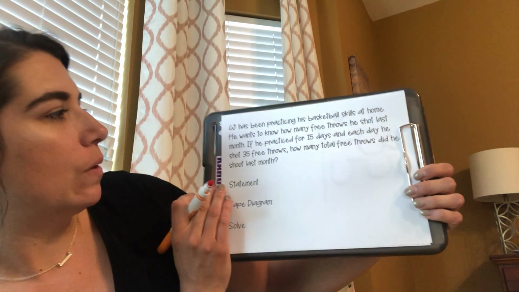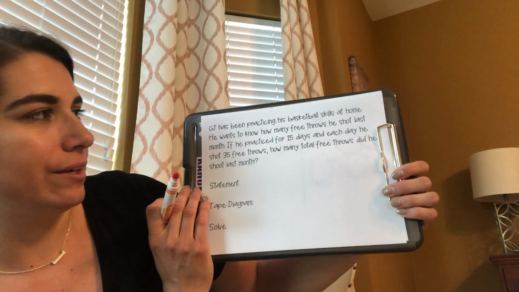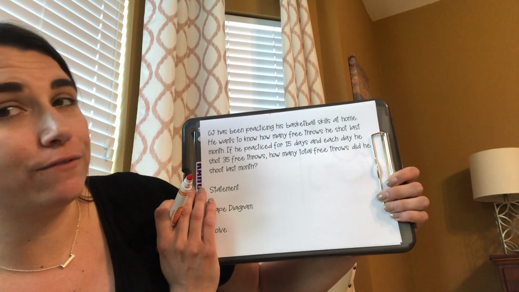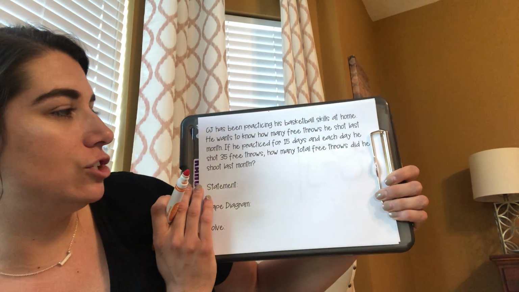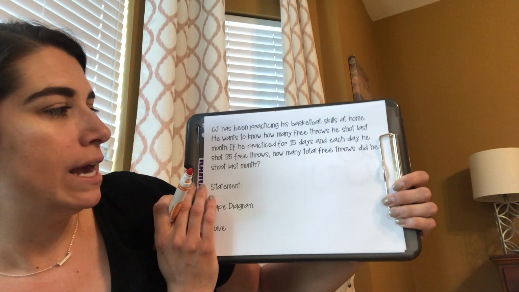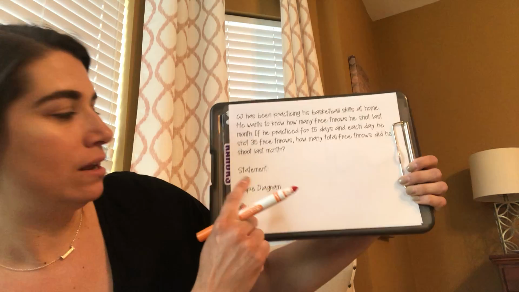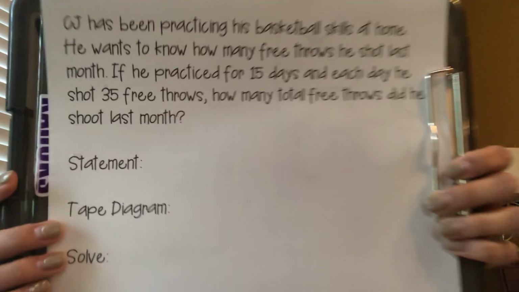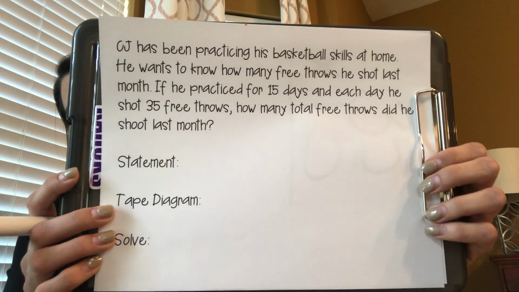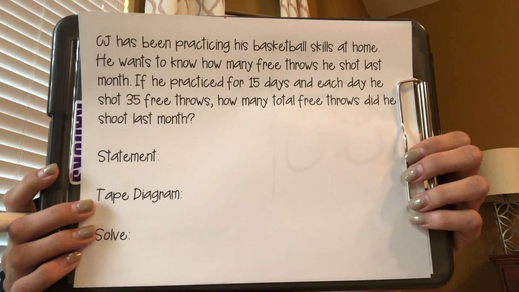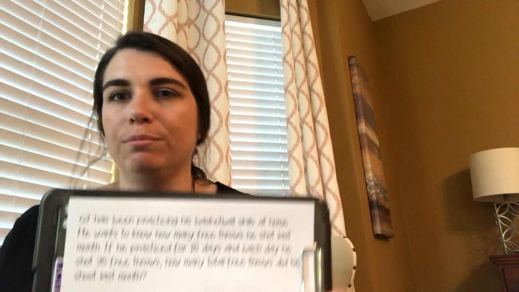We're already on our last one, which is a word problem. You guessed it. So here is your word problem for today. CJ has been practicing his basketball skills at home. He wants to know how many free throws he shot last month. If he practiced for 15 days, and each day he shot 35 free throws, how many total free throws did he shoot last month? So you need a statement, a tape diagram, and you need to solve. So go ahead and try it. If you didn't pause your screen, pause it now.